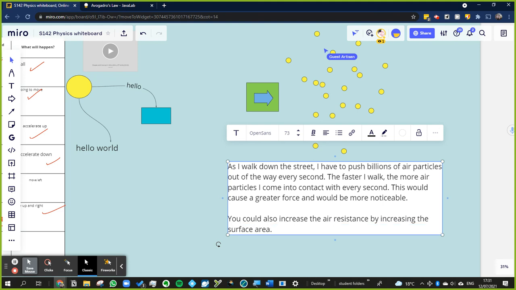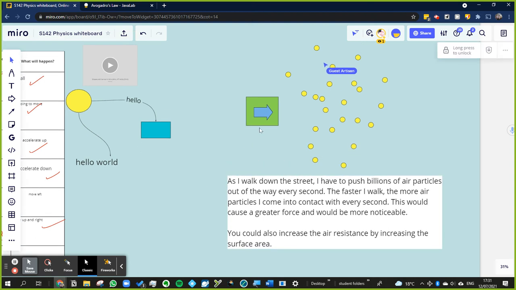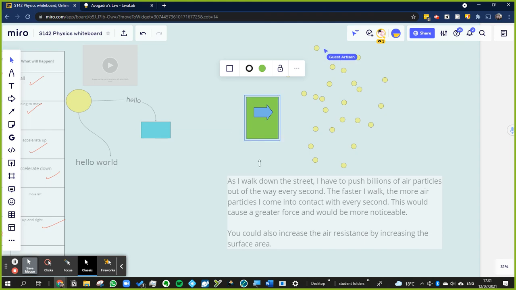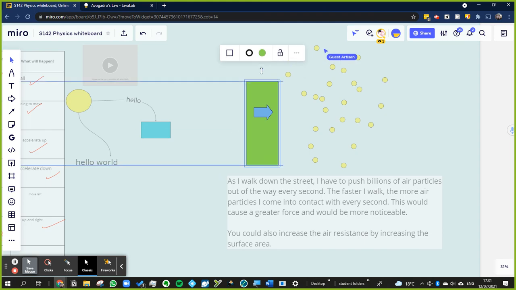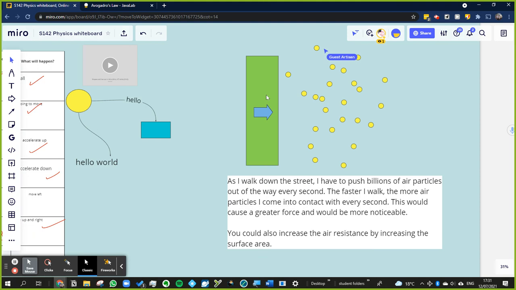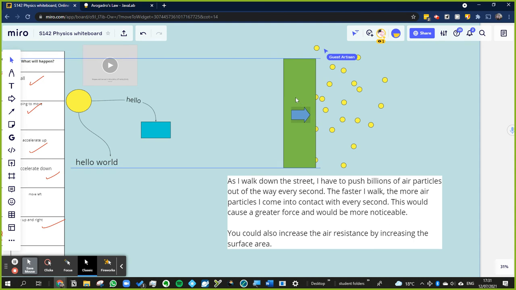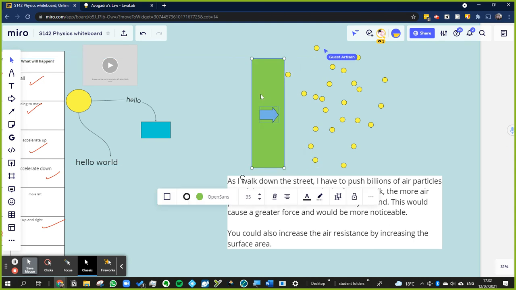If you've got a larger surface area, then again you're going to push a lot more air particles out of the way. So let's demonstrate it with this block here. If this had a larger surface area like that, now even when it's moving more slowly, it's going to be pushing a lot more air particles out of the way, right? Like if you opened your hand wide and tried to push water out of the way, it's a lot harder than when you cut through the water with your fingertips.